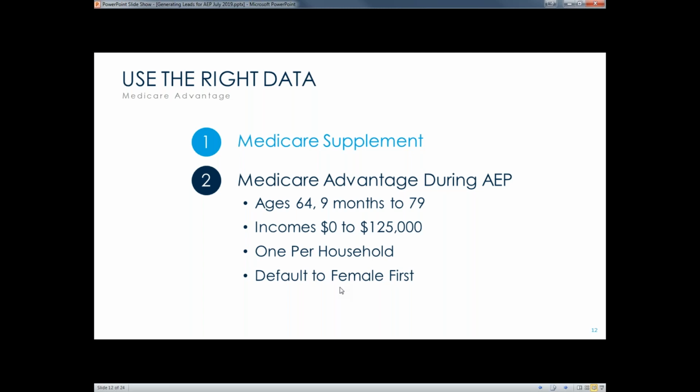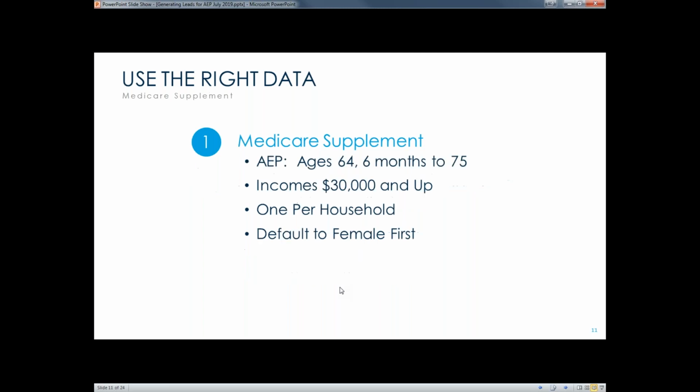Again, any vendor you're working with will give you the ability to tweak those things as you go. Every market's a little bit different. Certainly that $30,000 minimum income that I mentioned on Medicare supplement is sort of a national average. That may be $15,000 in Del Rio, Texas, and it may be $50,000 in San Francisco.